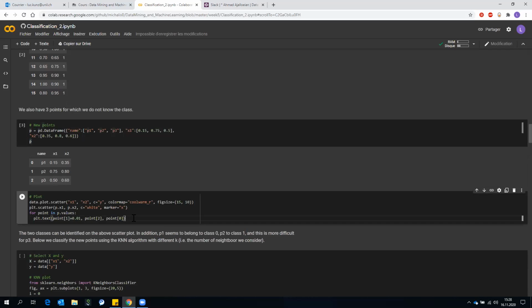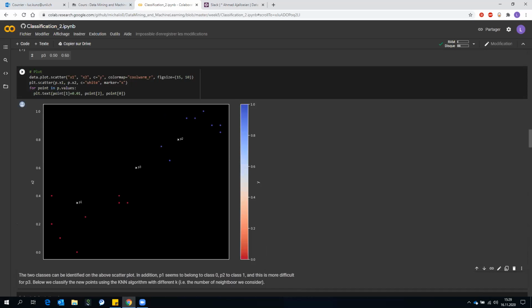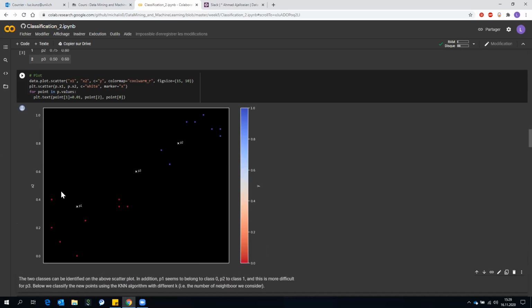Of course, we can plot this. So I do a scatter plot of the data, and I colorize the data with the target. And I also plot the points for which we don't know the class yet. And this yields something like this. So we clearly see the 2 classes, in red class 0 and in blue class 1. And we can imagine that P1 belongs to class 0 and P2 to class 1. And for P3, this is more difficult to say.